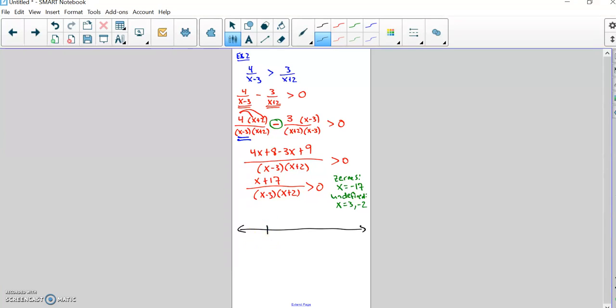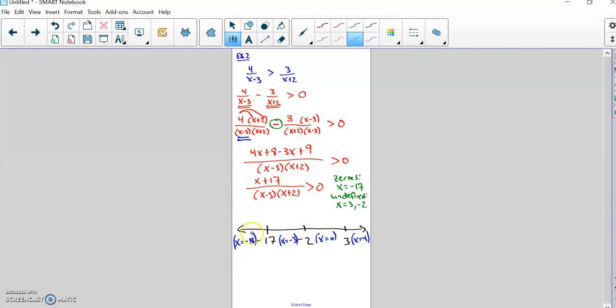So we're going to go ahead and put these on the number line. We've got negative 17, negative 2, and 3, and we'll pick some numbers to test. Let's go negative 18 over here, we'll try negative 3 right here, we'll try 0 right here, and then we'll try 4 on the right side. Just like last time, we're going to plug into the factored form at the end to help figure out if our final answer is positive or negative.